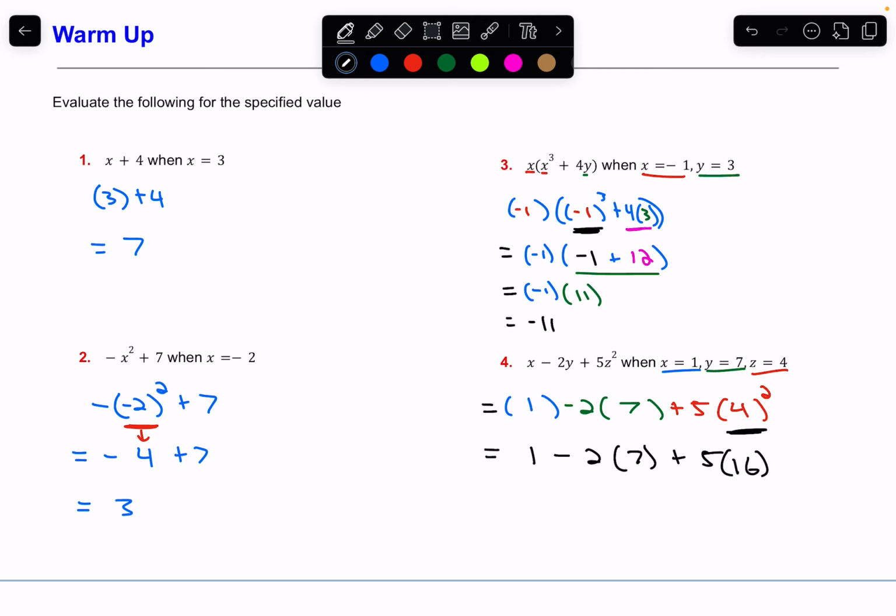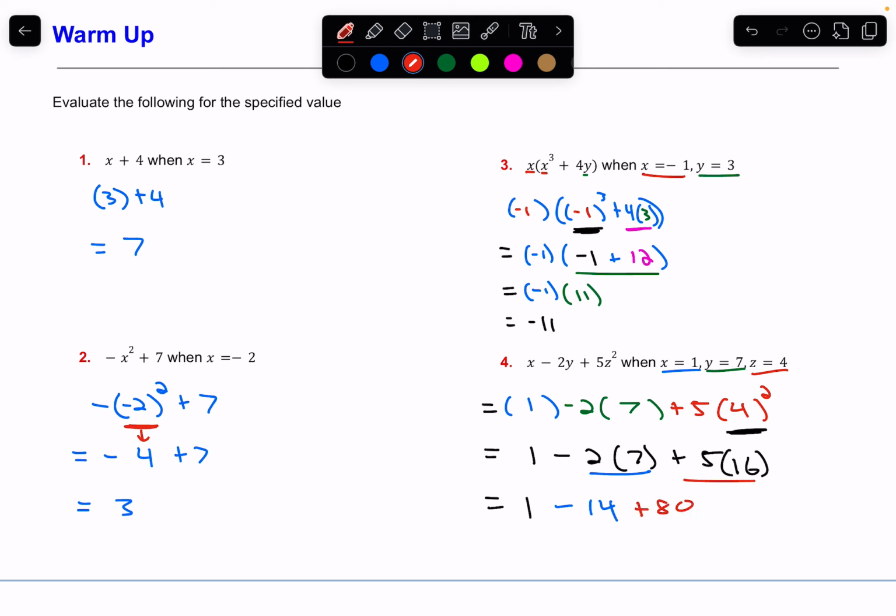2 sets of multiplication here. Okay, so I can do each of them. I have 2 times 7 here in the middle. So this is going to give me negative 14 there. And then I have 5 times 16. Okay, 5 times 16 is 80. I'm going to have a plus 80.